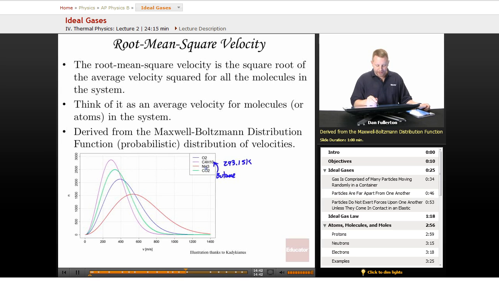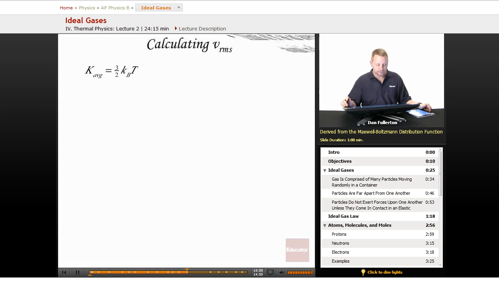As we go to something like ammonia, NH3, we've got a much wider distribution and a greater tail down here at the higher velocities. So just an idea, giving you a feel for what root mean square velocity is and what it means. Now, calculating the root mean square velocity.